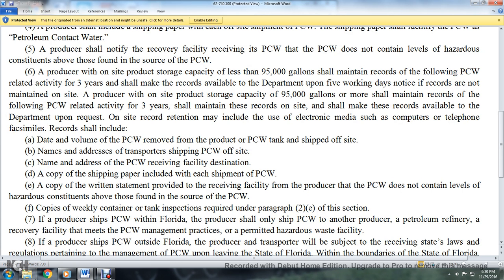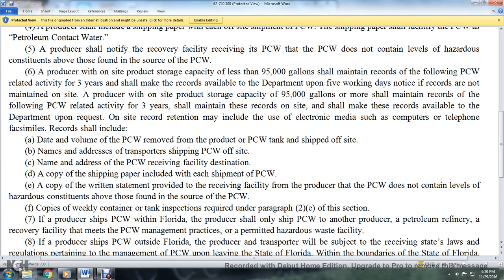D. A copy of the shipping paper included with each shipment of the petroleum contact water. E. A copy of the written statement provided to the receiving facility by the producer that the petroleum contact water does not contain levels of hazards above those found in the source of the petroleum contact water. F. Copies of the weekly container or tank inspections required under paragraph 2E of this section.